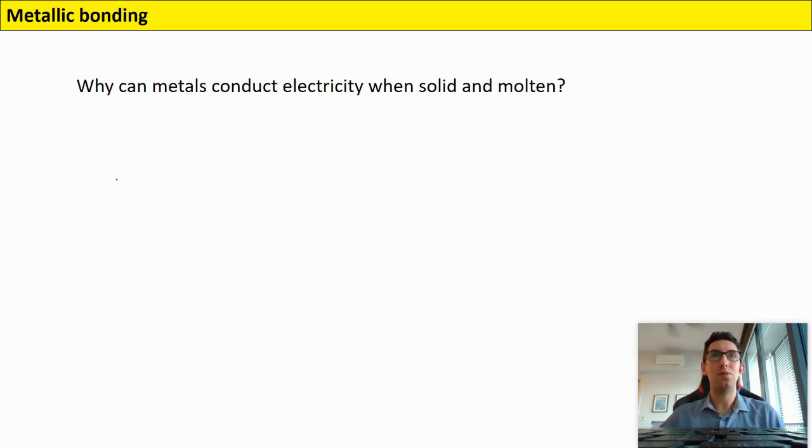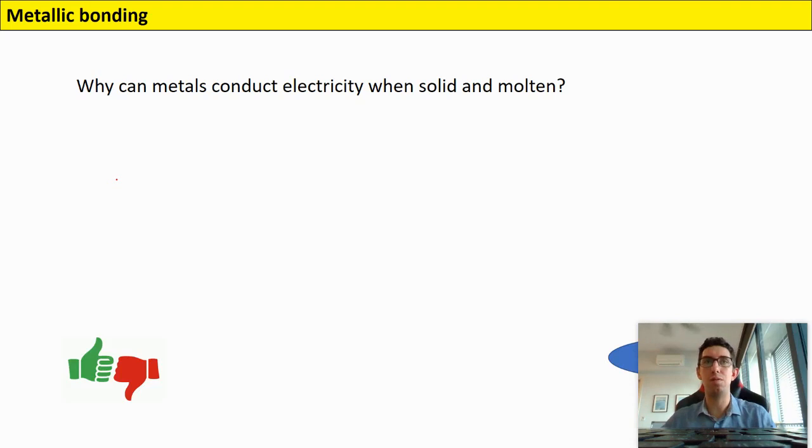Okay, why can metals conduct electricity when solid and molten? So think about why ionic compounds could conduct. Just remind yourself, why could ionic compounds conduct when molten or dissolved, but not when solid? What did they need to have? Have a think. Well, metals conduct when solid and molten, which is a bit different. They don't have any free-moving ions. Well, actually, they do when they're molten, but what they have is better. They have free-moving electrons, which are actually a lot better at carrying electricity.